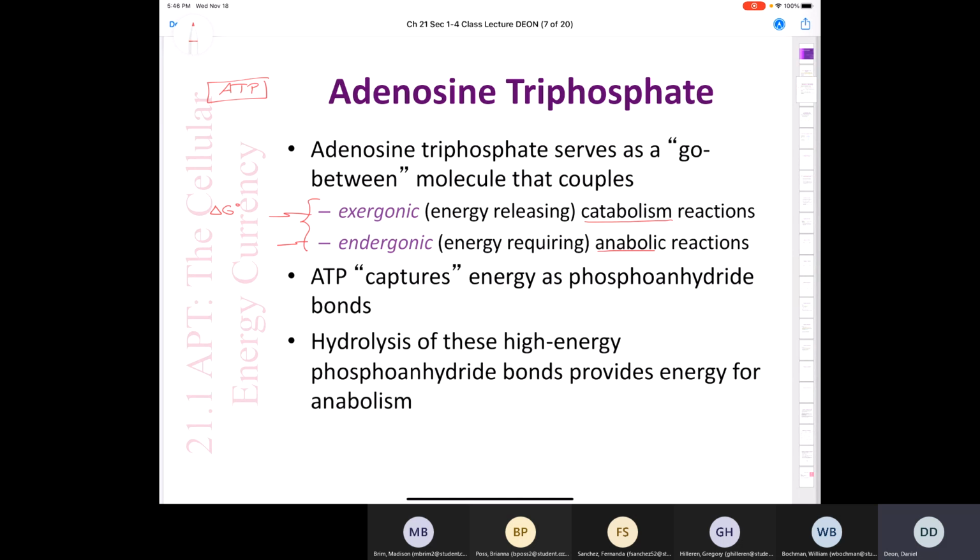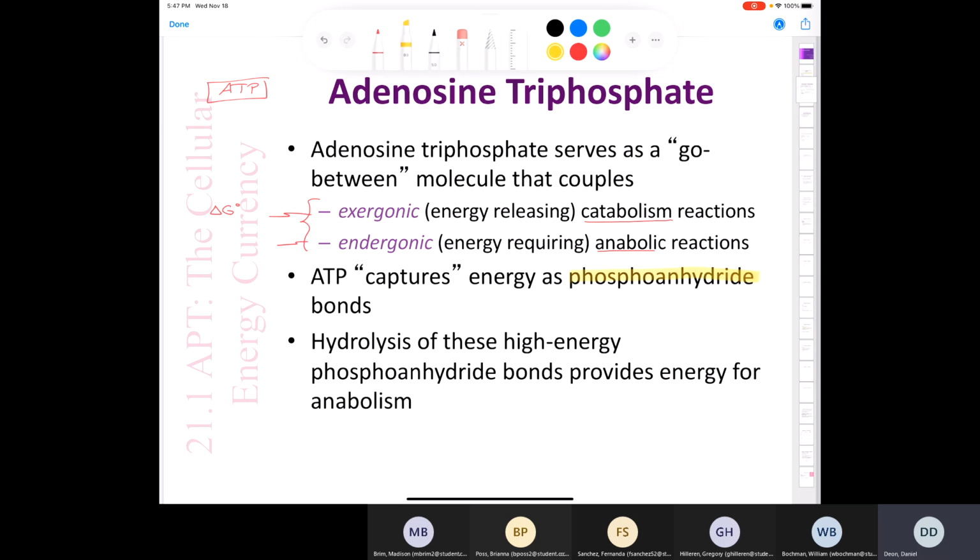And you might be wondering, how does adenosine triphosphate store energy? Well, in the same way that a piece of wood stores energy, right? Where is it stored? It's stored in the bonds of the molecules that make up that piece of wood. So ATP captures the energy in a bond, and it's a specific type of bond. It's called a phosphoanhydride bond.